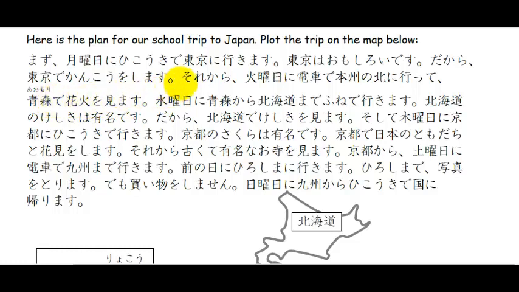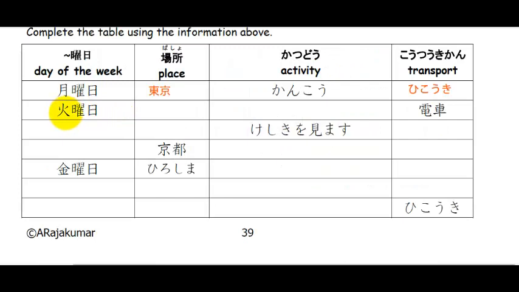And put the two together we get, and after that we will go to the north of Honshu by train on Tuesday and we will see fireworks in Aomori. Let's go down to the table and see if we can fill anything in with that information. Here we have Kayobi, that's Tuesday. Now the place, that was Aomori, wasn't it? So I'll pop that in. And there we have Aomori.